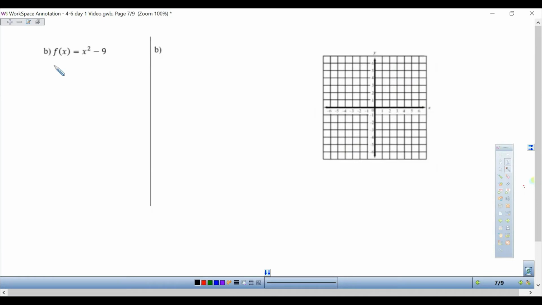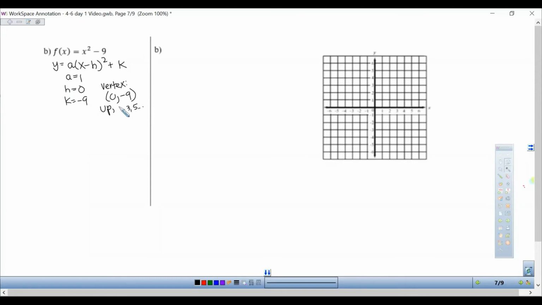This is a quadratic. So remember that the standard or vertex form of a quadratic is a times (x minus h) squared plus k. So looking at this, our a is 1 because there's a 1 in front of x squared. Our h is 0 because there's nothing inside the parentheses. And then our k is -9. So remember that tells you where your vertex is. So our vertex is at (0, -9). And then since a is 1, it's an up parabola with the pattern 1, 3, 5, and so on.